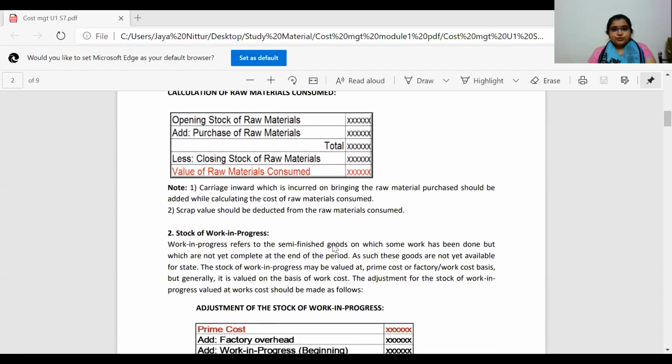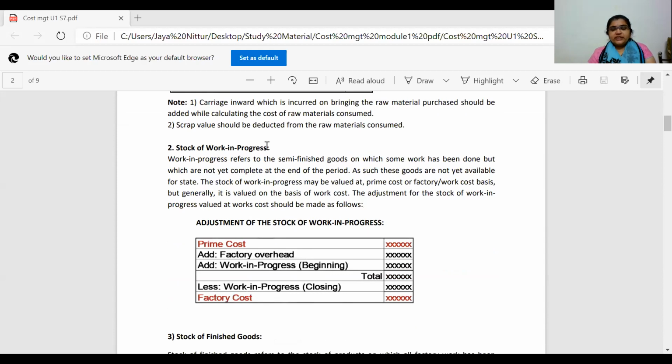After that, we need to know about the stock of work in progress. Here, work in progress refers to semi-finished goods on which some work has to be done, but which are not yet complete at the end of the period. That we need to know.